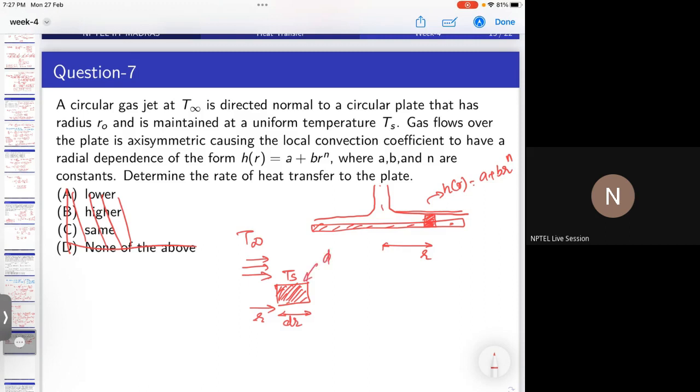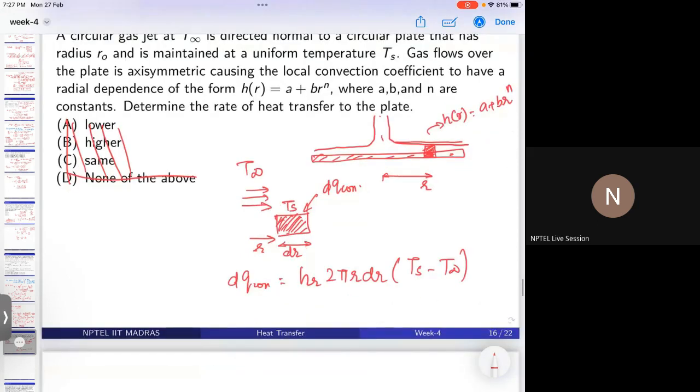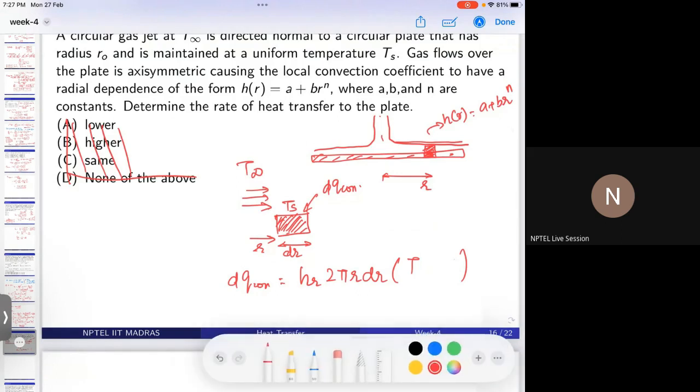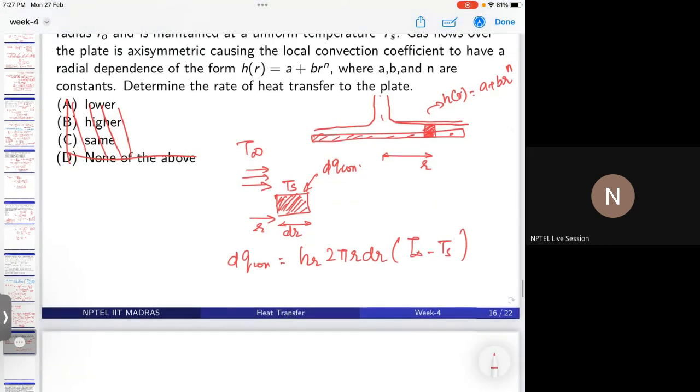The Q convection, dq, is given. So dq convection is equal to h_r times 2 pi r dr, the area of heat transfer, times Ts minus T infinity, or here T infinity is more, so T infinity minus Ts. Is this the first expression?